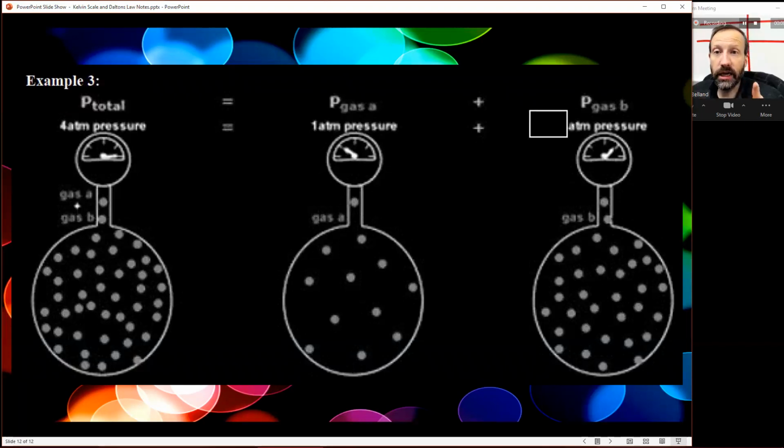Good luck on the practice. Again, these 3 problems on the back of the page are your practice. Once you've got them filled in, turn them in, and good luck.